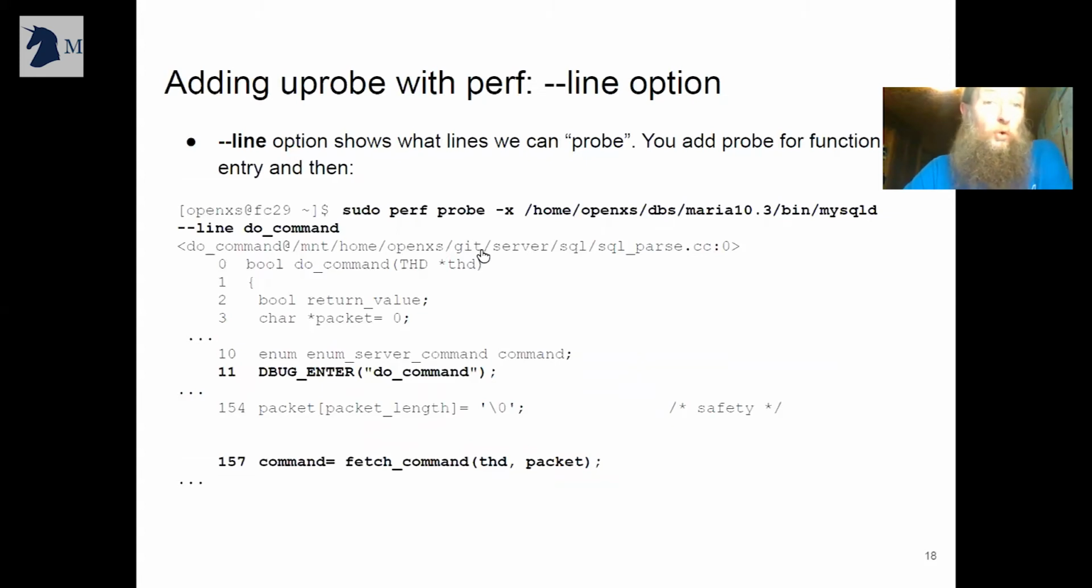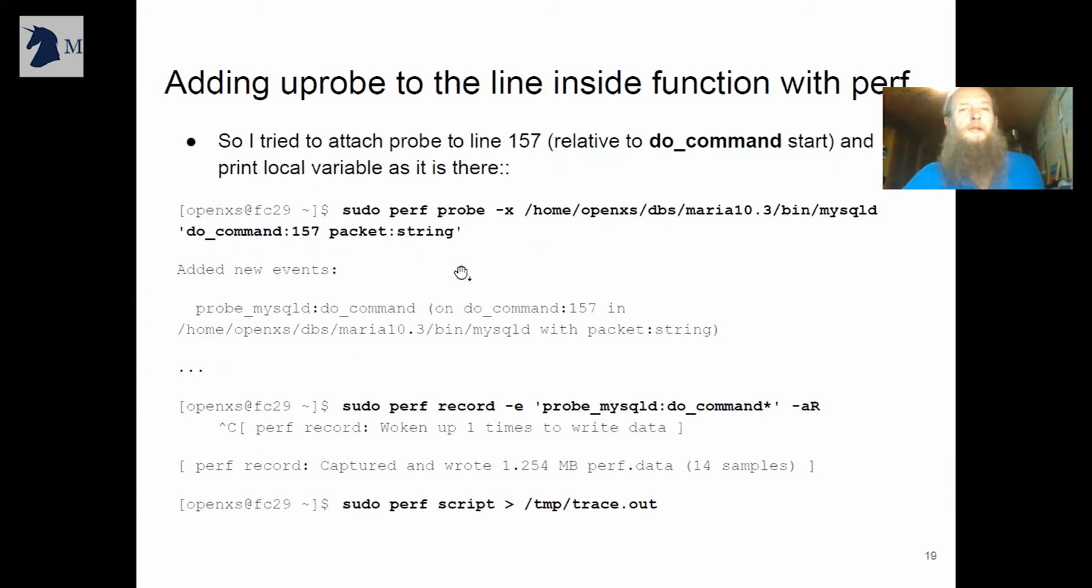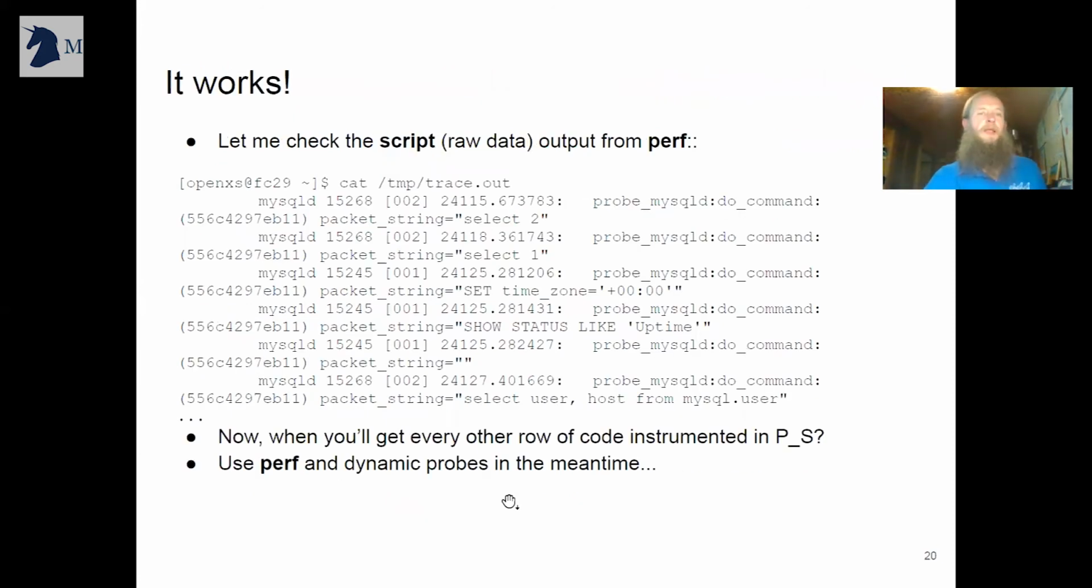And here you can see the code, and that this is a debug printout at the beginning of the function. And eventually I found out line 157. It's from the beginning, where I see that we are already fetching the local variable packet from the thread. So what I did next? I tried to add the probe not to the entry of the function, but to a specific line in this function. So the offset was calculated, and there I printed the packet as a 0 terminating string, and it worked in the same way.